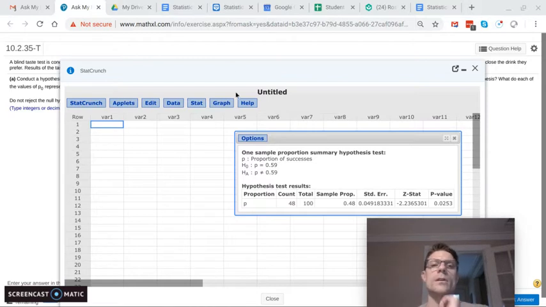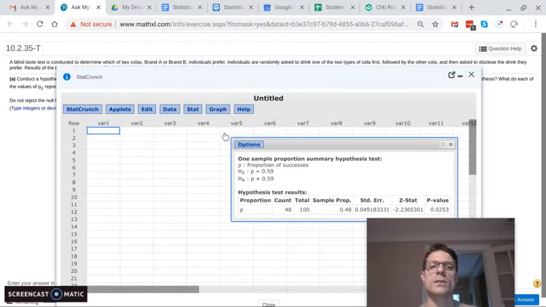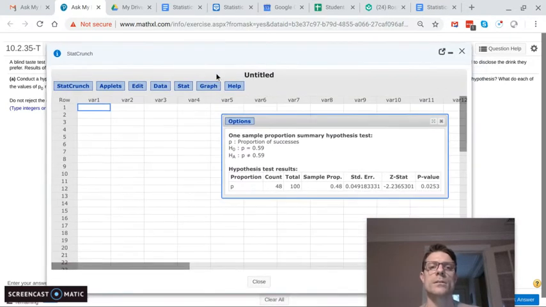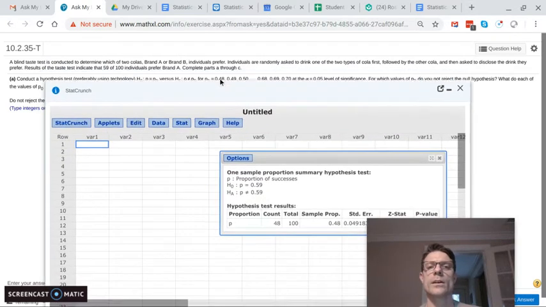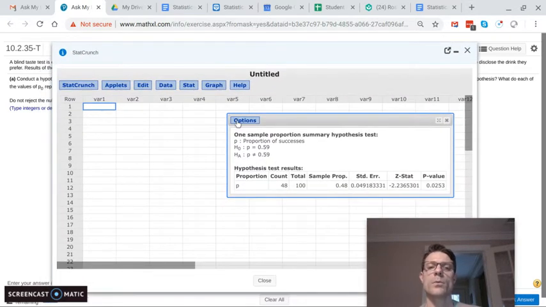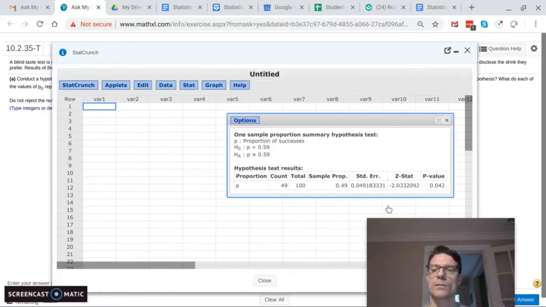If you look at the question, it wants us to do this for 48, 49, 50, all these different proportions. Instead of opening a whole bunch of different windows, you can just keep going back in. So at 48, we would reject the null hypothesis. What would happen at 49? We're getting close to 5%, but still not there, so we would still reject.